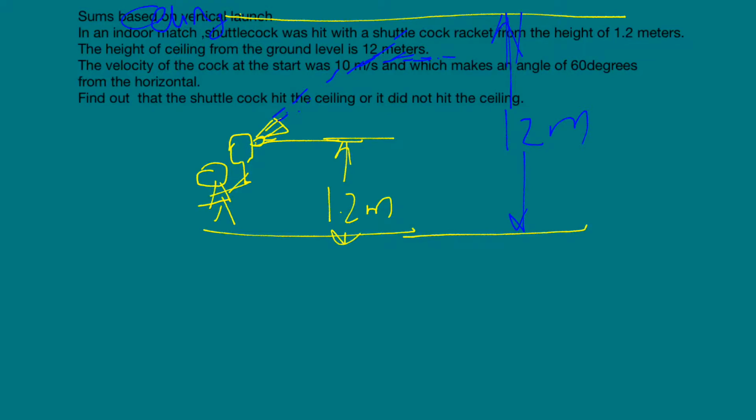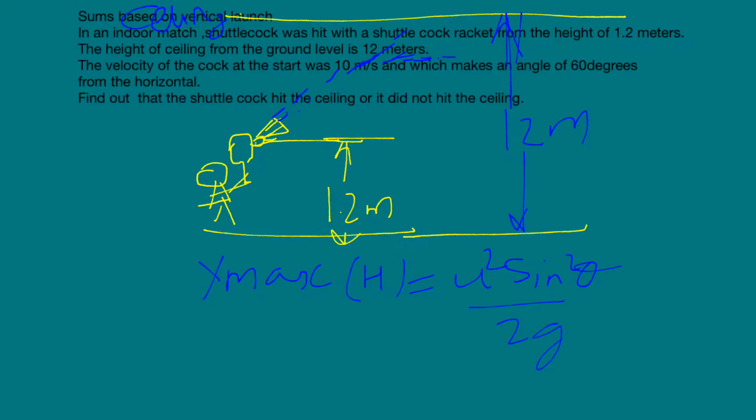So we will solve this sum. Just now we have derived one equation for y max, so that formula we will apply here. y max is the maximum height which the ball can reach along the y axis, means along the vertical direction. It was u square sin square theta upon 2g. So this is the formula.